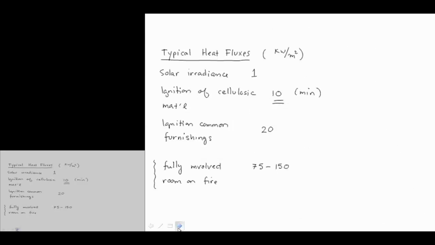So first of all, let's talk about heat fluxes in practical scenarios. We understand that the solar irradiance, an average solar flux on the Earth, is about 1 kilowatt per meter squared. For the ignition of cellulosic materials, it's really a range, but probably the minimum ignition heat fluxes are 10 to 20 kilowatt per meter squared. And for a fully involved room fire, we're talking about between 75 and 150 kilowatt per meter squared.